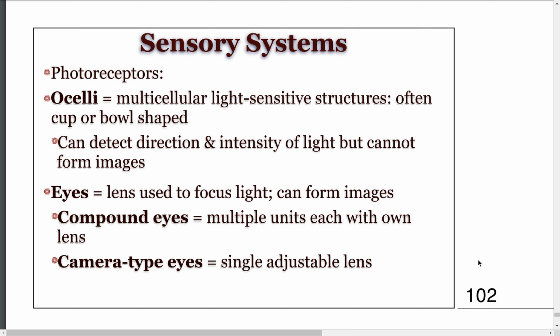Those with lenses can be broken down into compound eyes and camera type eyes. A compound eye has basically multiple units. Each unit has its own separate individual lens, but then the brain kind of combines all that information to perceive a single environment. In contrast, camera type eyes have a single retina and a single lens that can form images.